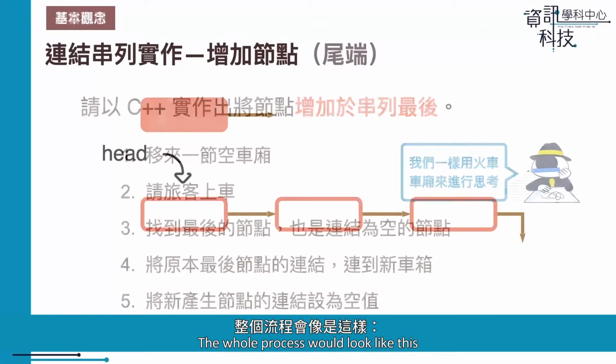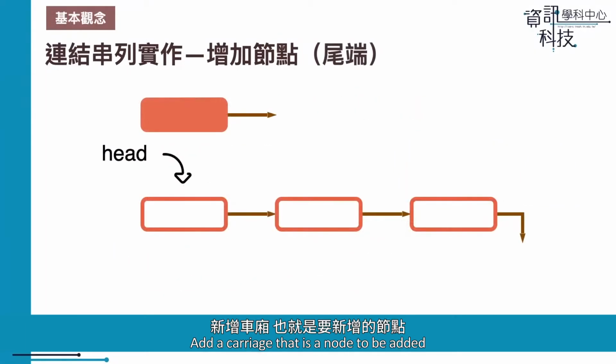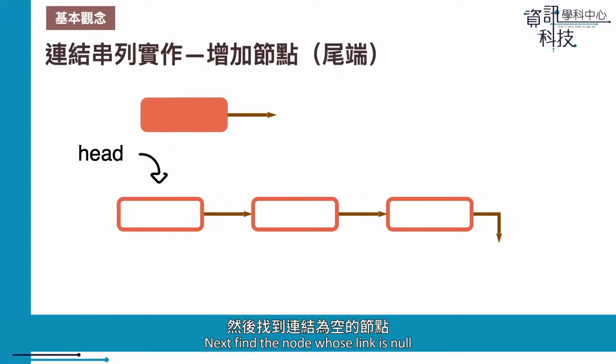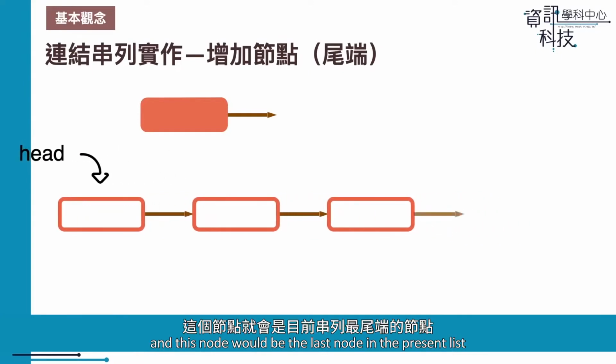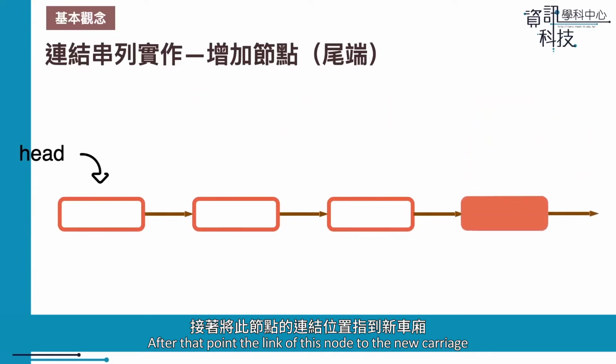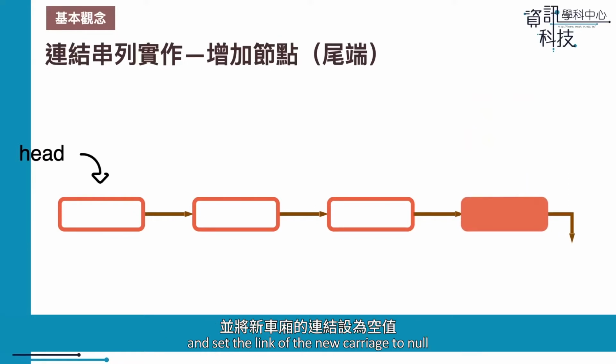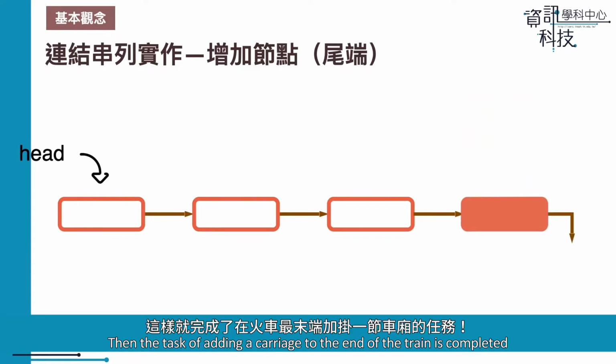The whole process would look like this. Add a carriage, that is a node, to be added. Next, find the node whose link is null, and this node would be the last node in the present list. After that, point the link of this node to the new carriage and set the link of the new carriage to null. Then the task of adding a carriage to the end of the train is completed.